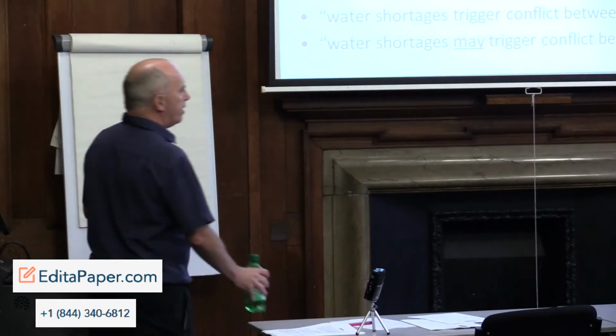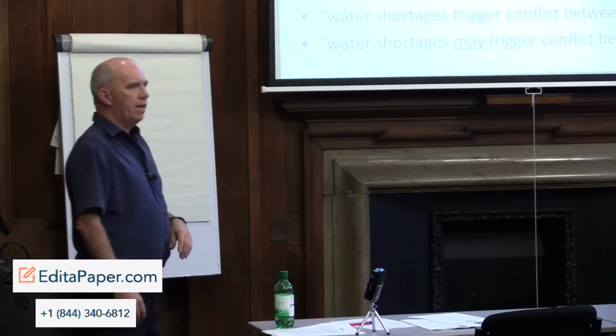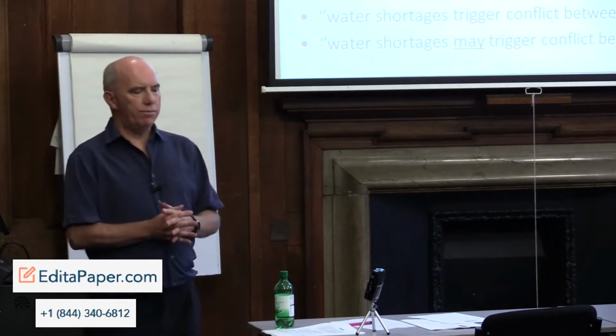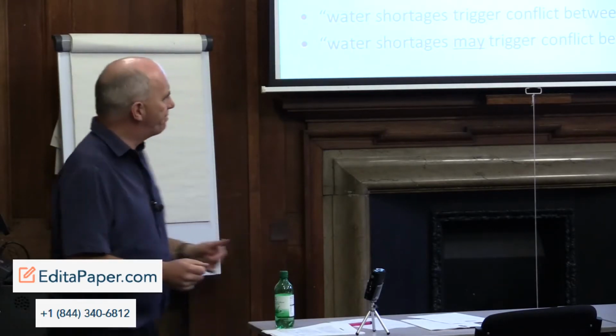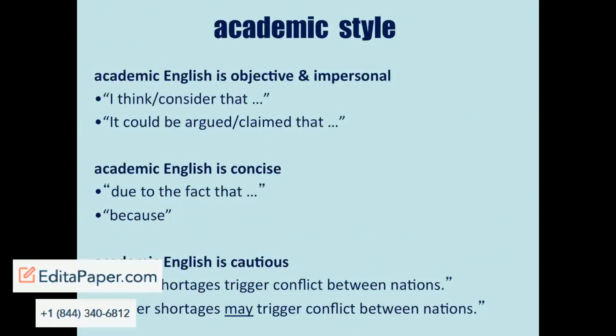Academic English is concise. It uses as few words as possible. Now I'm not saying all academic writers do that. They should do. But due to the fact that, well, just write because. It's quicker.